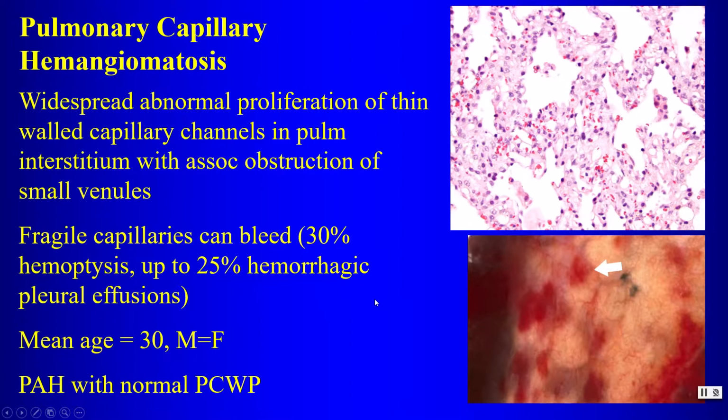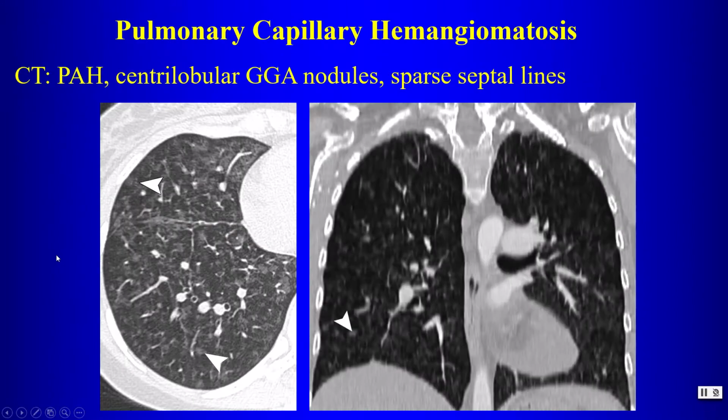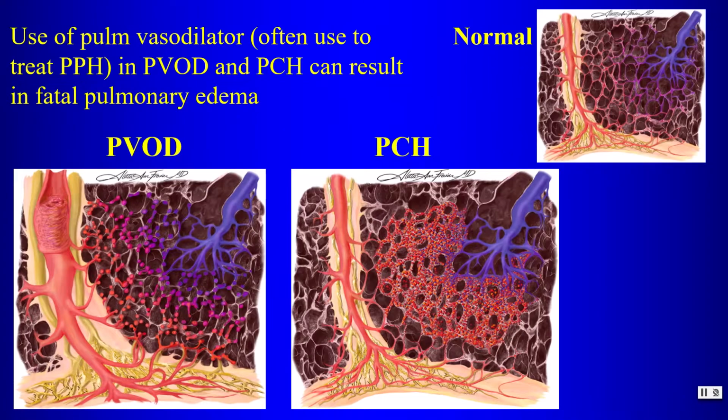These patients will also have pulmonary hypertension with normal pulmonary capillary wedge pressure, so they can have enlarged central pulmonary arteries from the pulmonary hypertension, some reticulonodular opacities, and the nodules represent areas of petechial bleeding. So these centrilobular ground glass opacities here within the lungs represent these areas of petechial bleeding there, or hemorrhage within the lungs.